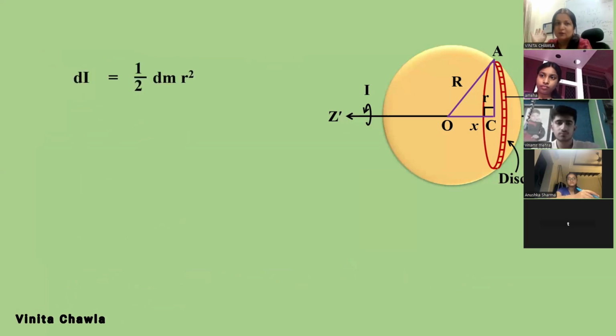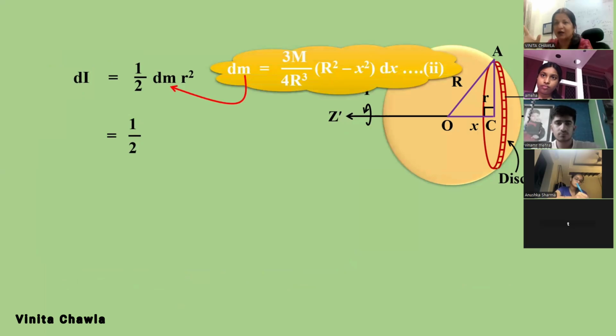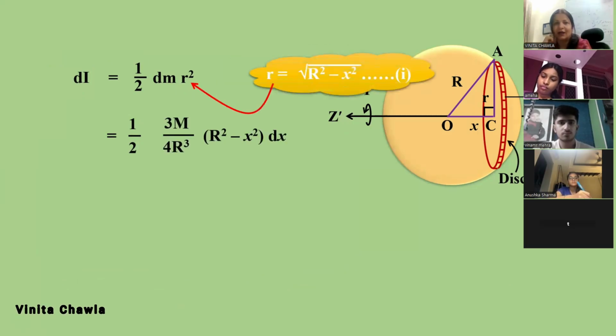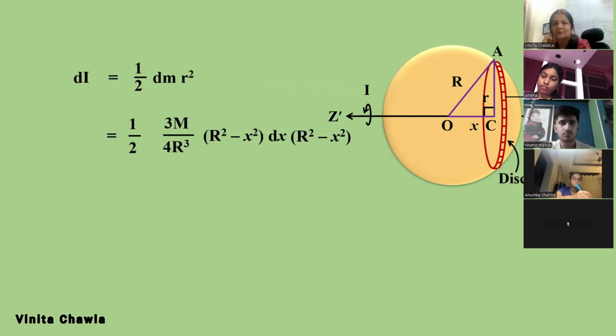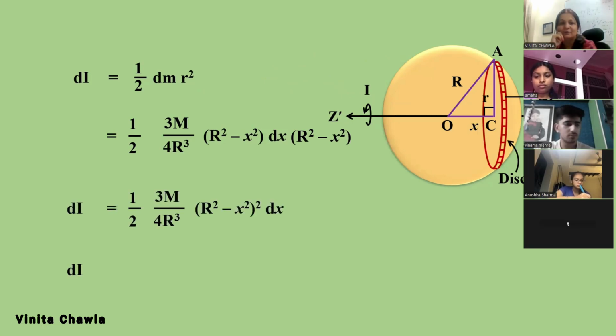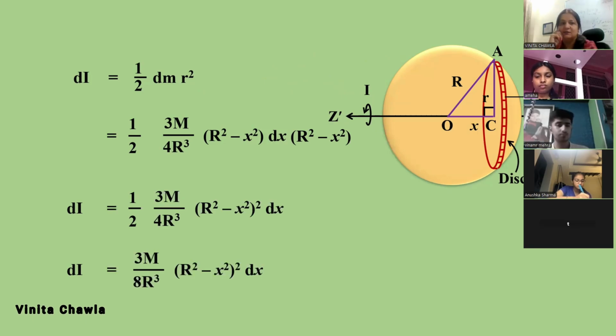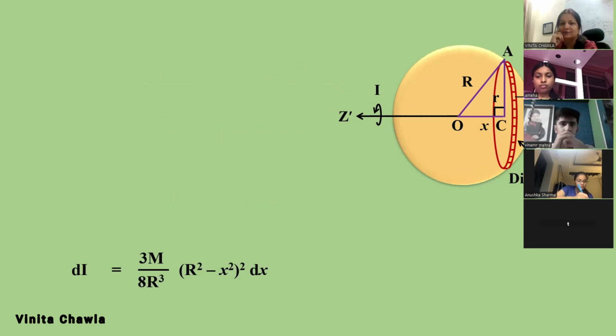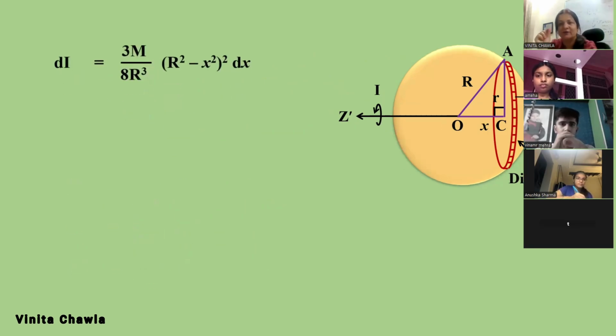ठीक है? Now in place of dm, we will write the same expression that we had just derived. And for r square we can write this. Look at the cursor again. This small r square is capital R square minus x square. Clear? Again, simplify this. On simplifying, you will get this. dI is this: 3M by 8R cube, (R square minus x square) whole square dx. So this is the small moment of inertia because of just one part of the solid sphere.